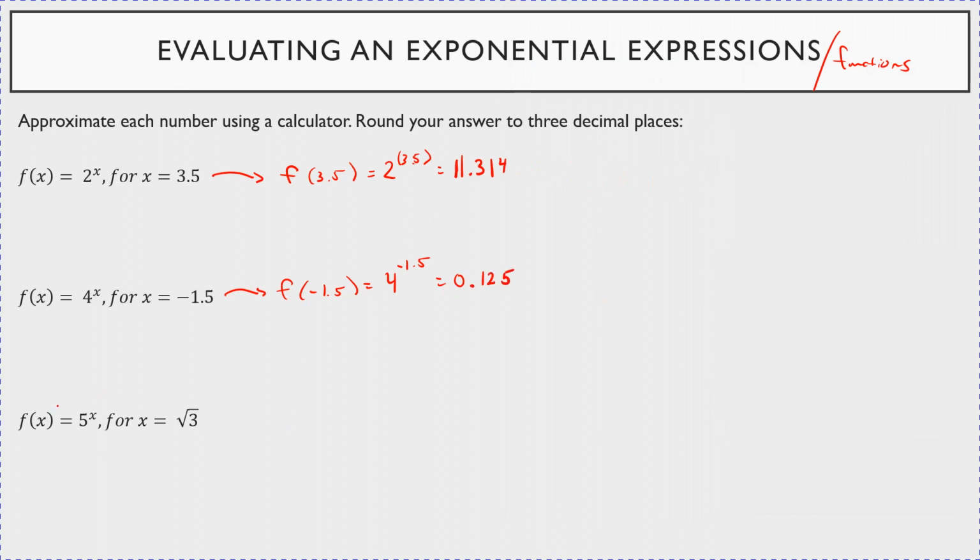All right, now let's try this one. f of x is equal to 5 to the x power, and this is for x is equal to the square root of 3. So we're going to plug the square root of 3 in. So this becomes 5 raised to the square root of 3 power.